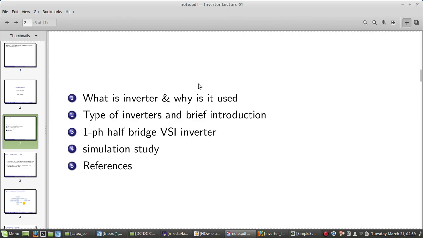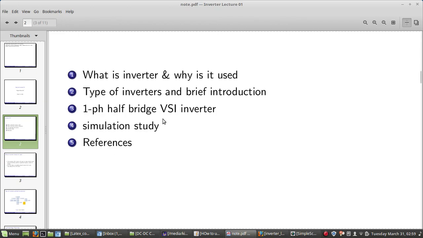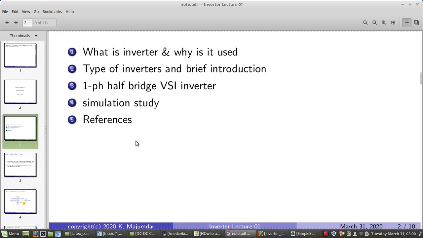In today's lecture we are going to discuss what an inverter is, why it is used, and the different types of inverters and their brief introduction. Then we go for the single phase half bridge VSI, that is the voltage source inverter, and the simulation study online and the reference.